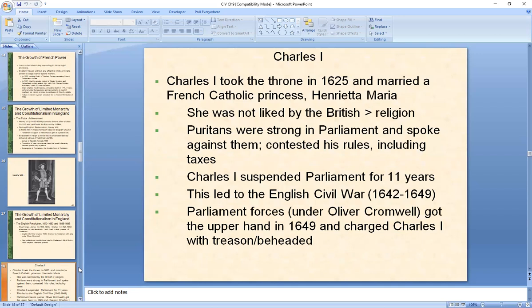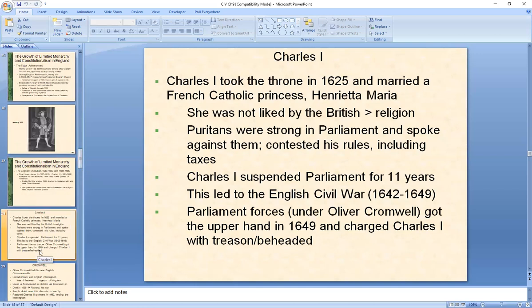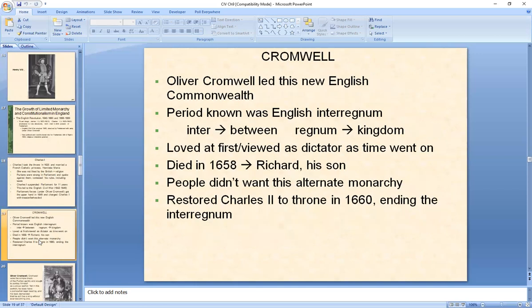So the Puritans in Parliament are going to be a big obstacle for Charles I. They contested every rule that he made, including taxes. So Charles I says, okay, well, I'm king, so I suspend Parliament. And he did that for 11 years. Parliament did not meet for 11 years. So we have Charles I, a Stuart king of England, trying to be an absolute ruler, which leads to the English Civil War, and the troops under Oliver Cromwell's command.